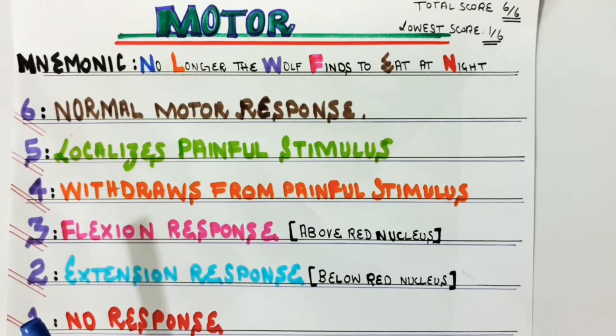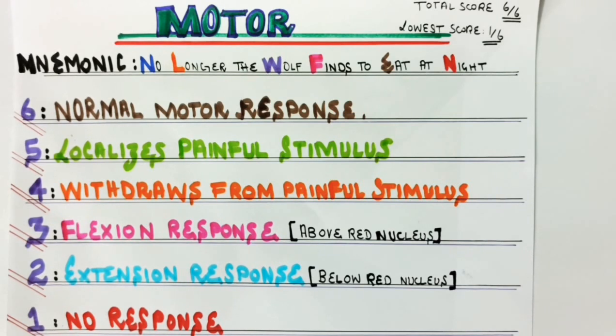A score of 2/6 also indicates a deep-seated brain lesion, but in contrast to the lesion above the red nucleus, there is a lesion below the red nucleus. Above the red nucleus, the lesion might be in the cerebral hemispheres, the internal capsule, or the thalamus. And the lesion below the red nucleus might be in the midbrain or the cerebellum. Basically, a pontine stroke commonly presents with an extension response.